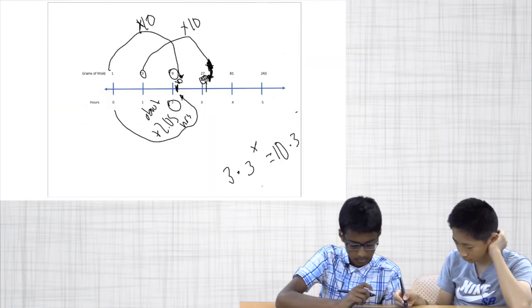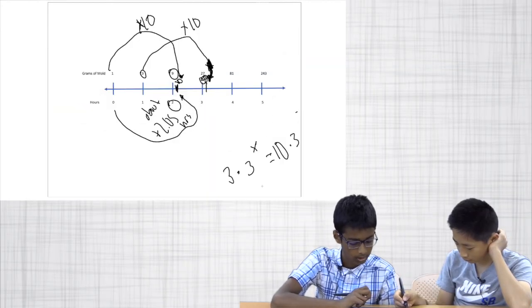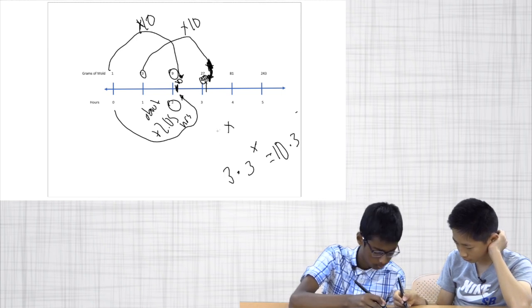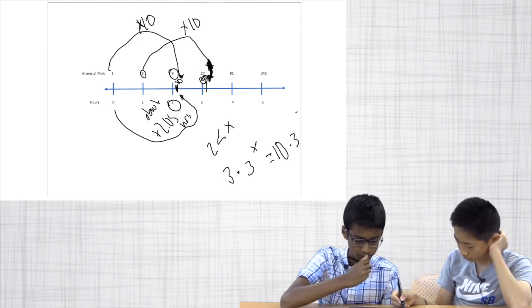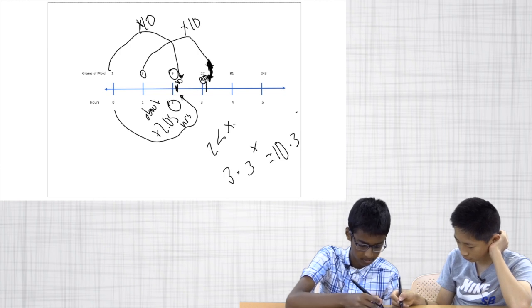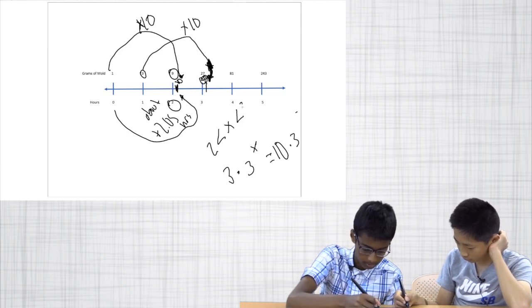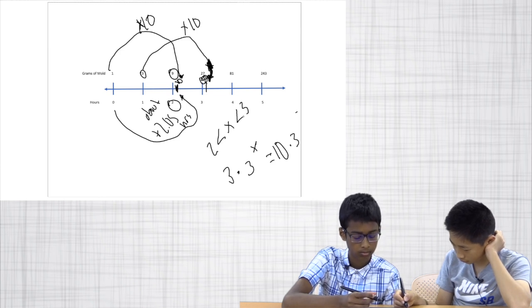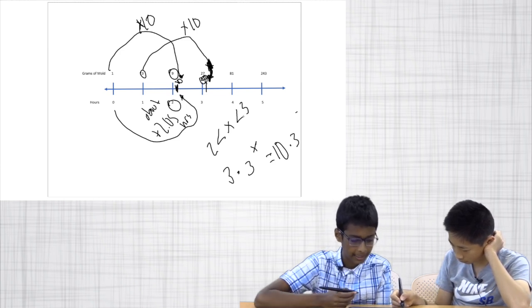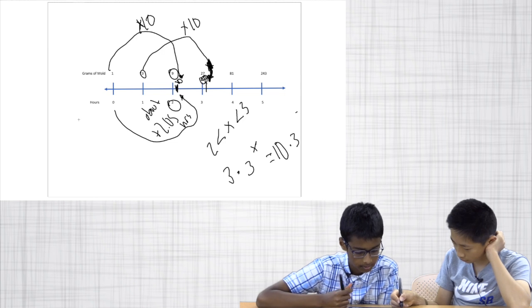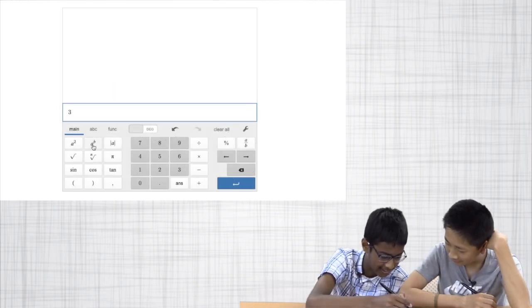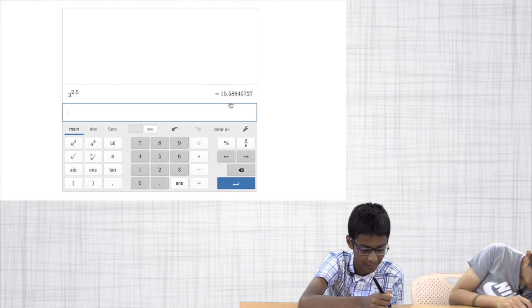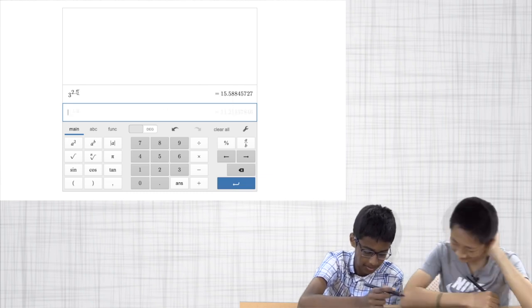And so how are we going to figure out what that x is? Well, we know that x is more than 2, and it is less than 3, we know. It's in between 2 and 3. Okay, so how are you going to figure out what it is? Well, you can use a calculator and test it. Okay. It's 15.58, and we're trying to get 10, so that's too much.